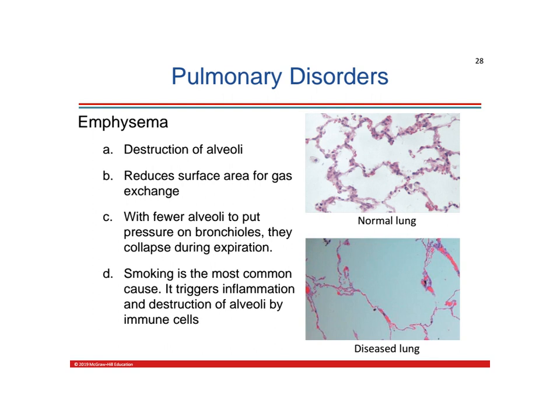And so during expiration, there's an increase in pressure within the lung, and some of these bronchioles may close. And this leads to a phenomenon called air trapping, in which regions of the lung will have trapped air that should be expired but can't get out. And so this greatly decreases the efficiency of gas exchange within the lung. As I said, smoking is the most common cause, and it triggers inflammation and destruction of the alveoli by immune cells.